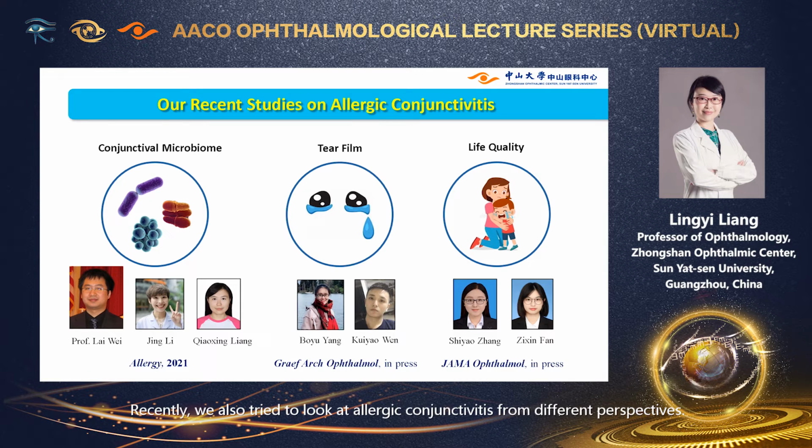Recently, we also tried to look at allergic conjunctivitis from different perspectives. We are interested in several questions: whether the microbiome of the ocular surface changes during allergic inflammation, how the quality of the tear film is impacted by allergic conjunctivitis, and whether life quality is reduced in patients with AC.